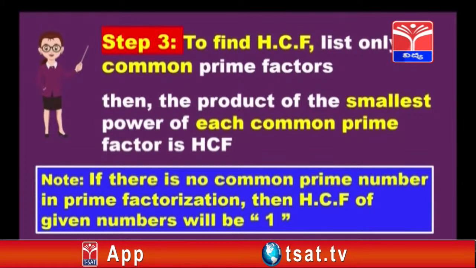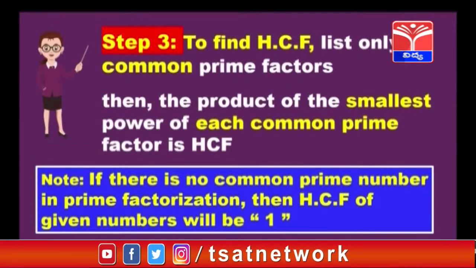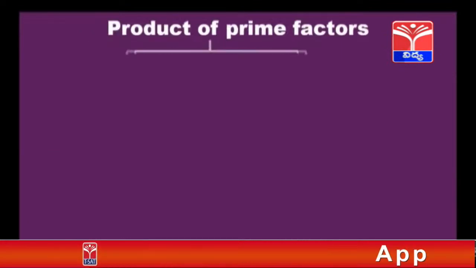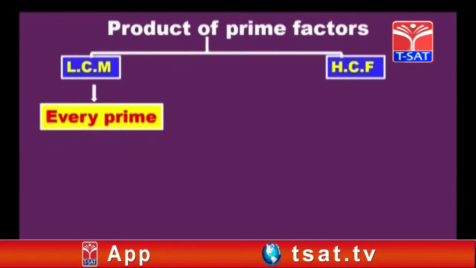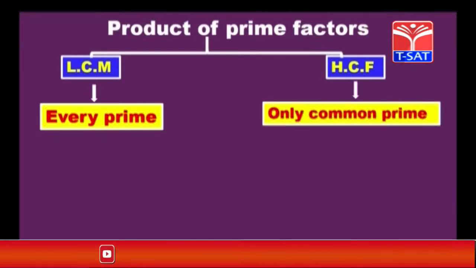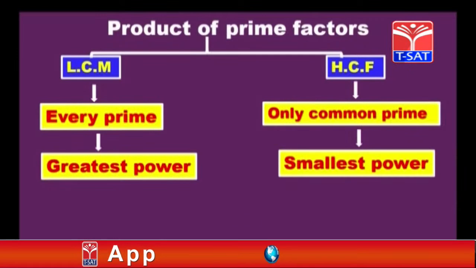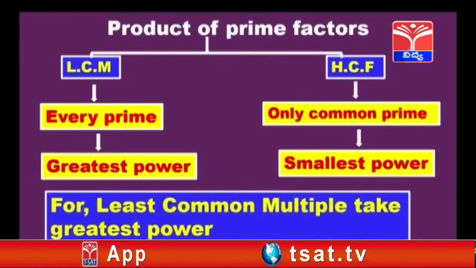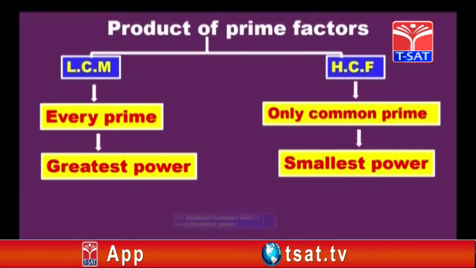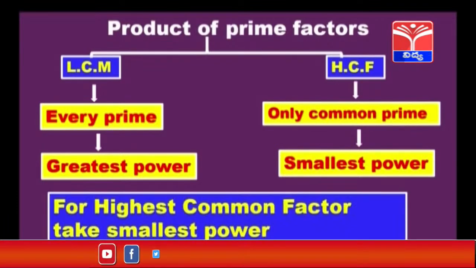Students, if there is no common factor, what do we need to do? If there is no common prime number in the prime factorization, then the HCF of the given numbers will be 1. In LCM we should consider each and every prime, whereas in HCF we should consider only the common primes. For LCM, take the greatest power, and for HCF, take the smallest power.